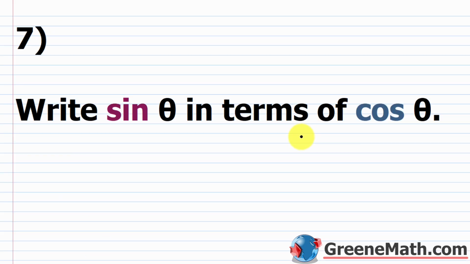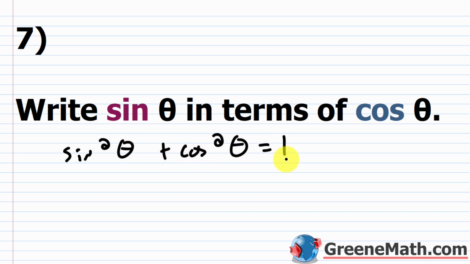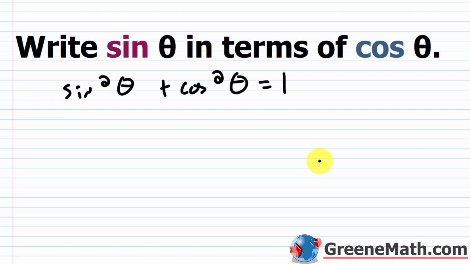So let's put this as sine squared theta plus cosine squared theta is equal to 1. Let's slide down just a little bit. And what I'll do is subtract the cosine squared theta away from each side of the equation.